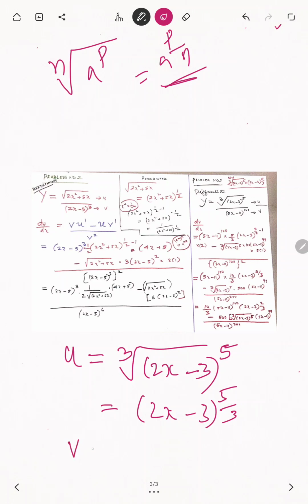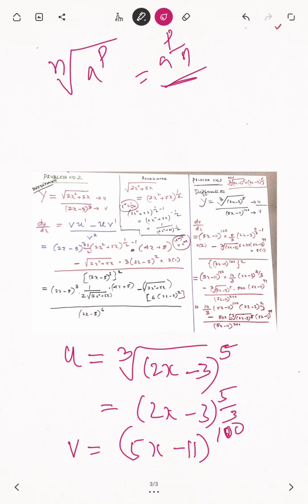What is our v? Our v is, tell clearly, then only you understand, 5x minus 11 whole power 100. Okay, so two types of functions, u is one, v is another. Now see again, y is equal to u by v. I need not explain that again. Already explained. All the functions are algebraic functions. No doubt this problem comes under algebraic functions. But what is the rule available for differentiating a quotient? What is the rule? Differential rule: v u dash minus u v dash by v square.